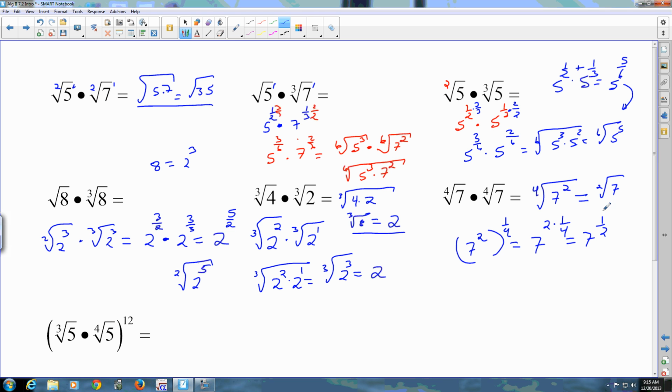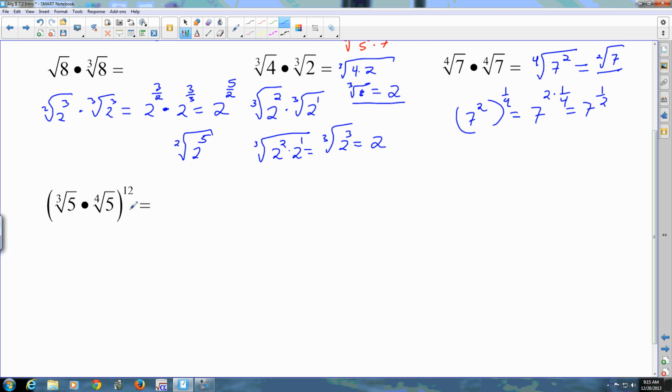Here, they're different size roots again. So I'm going to think of it as 5 to the 3rd times 5 to the 1/4. I'm simplifying the inside before I deal with this. You have the same base, so you add your exponents.